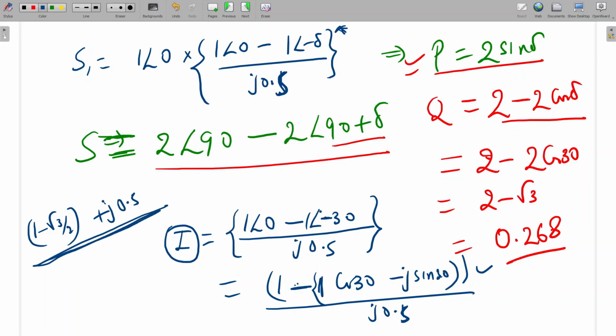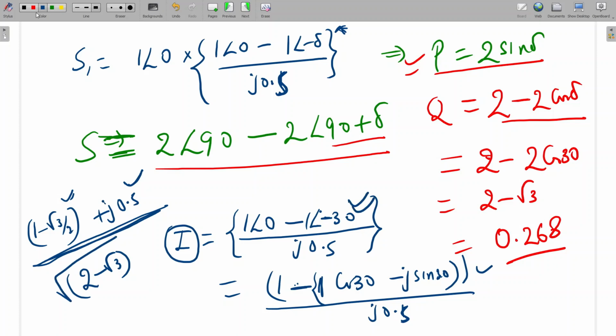1 minus root 3 by 2 plus j 0.5. So it will be this square plus this square, under root. Can anyone calculate? I'm also calculating. So 1 minus root 3 by 2 is 0.5176... angle is not required, only magnitude. So this square plus this square, how much? It is coming as 2 minus root 3, a square plus b square. And under root, it will give the magnitude of this one.